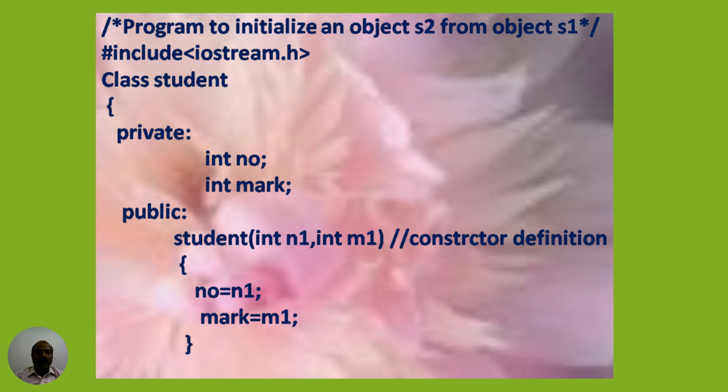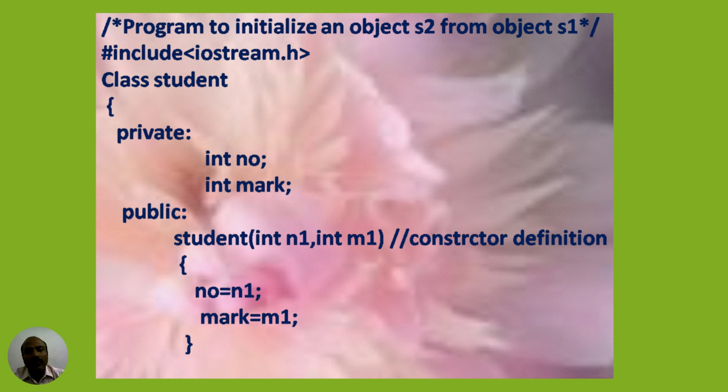The class is also a keyword. All the keywords are in small letters. It's class followed by the class name. What is the class name here? That is student. And we go for the access specifiers, that is private and public. In the private part, we declare two variables, number and marks, of type integer.